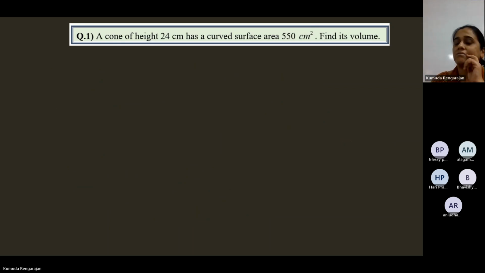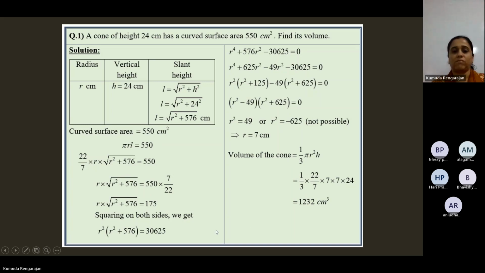I'm clear, right? Yeah. All right, children. So coming to this question, a cone of height 24 centimeters has a CSA of 550. Find its volume. Now, since I've been talking for a long time, I'm just going to show you the answer and then I'll explain to you. Just work it somewhere behind your book for practice. Or maybe you can go through the working first.